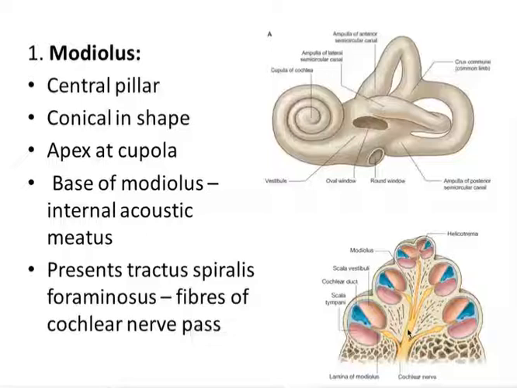So this is the cupola. So this is the apical part, right. Where do you find the basal part? This is the basal part. It is towards the internal acoustic meatus. What is there inside this cochlear canal, inside the cochlea? So it is this structure.